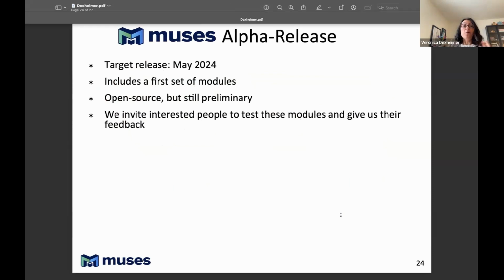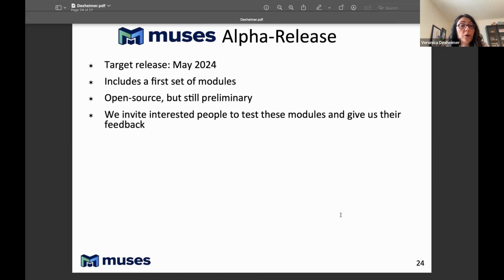But most importantly, what are we releasing? At the time being, we are planning for an alpha release very shortly in May. We're all working round the clock, not sleeping as often as I wanted, to be able to finish this in time. This is not going to include all the modules. It's going to include a first set of modules that I'm going to present to you next.